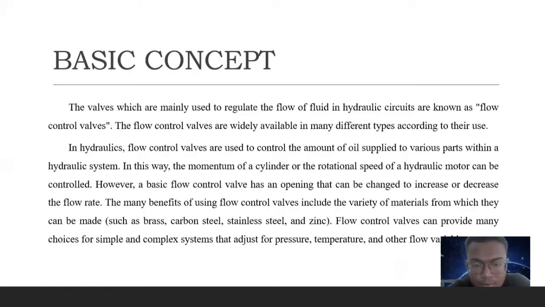Many benefits of using flow control valves include the variety of materials from which they can be made, such as brass, carbon steel, stainless steel, and zinc. Flow control valves can provide many choices for simple or complex systems. They adjust for pressure, temperature, and other flow variables.